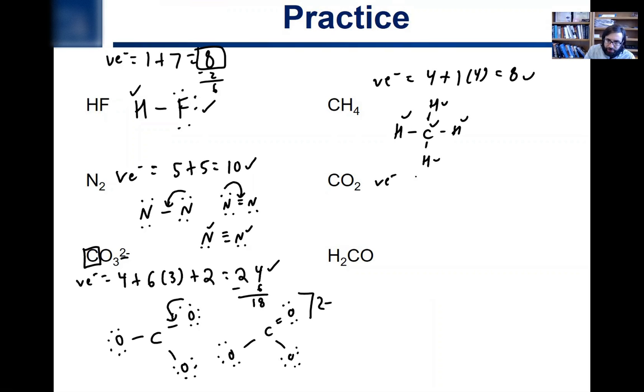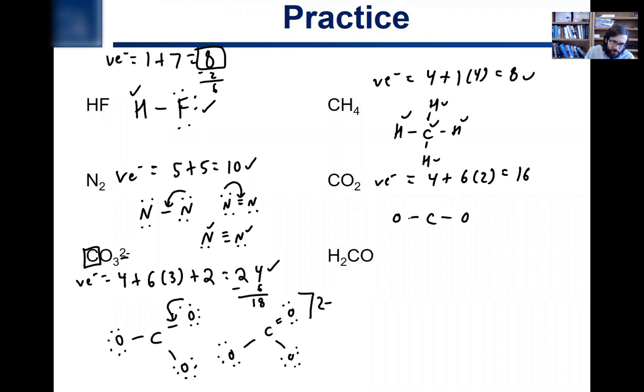Carbon dioxide. Carbon's going to be in the center again. It's less electronegative than oxygen. Carbon's with 4 electrons. Valence electrons for oxygen is 6. So 4 plus 6 times 2 is 16 valence electrons. And we're going to put it down here. We have 4 electrons on the board right here, 2, 4.